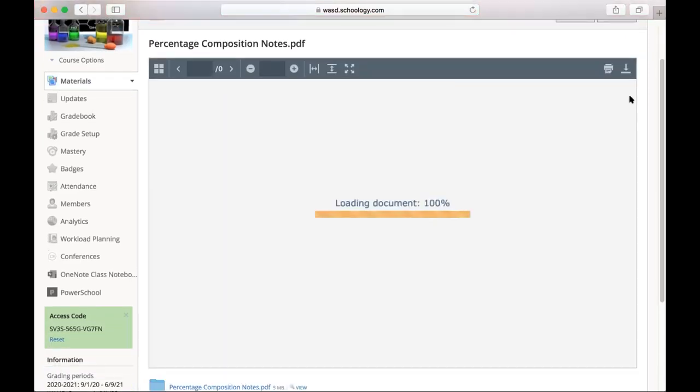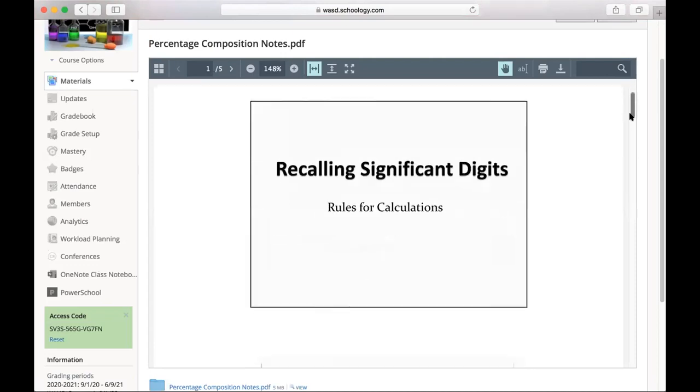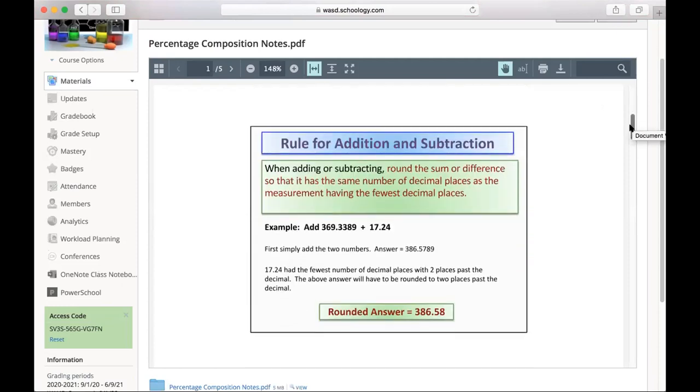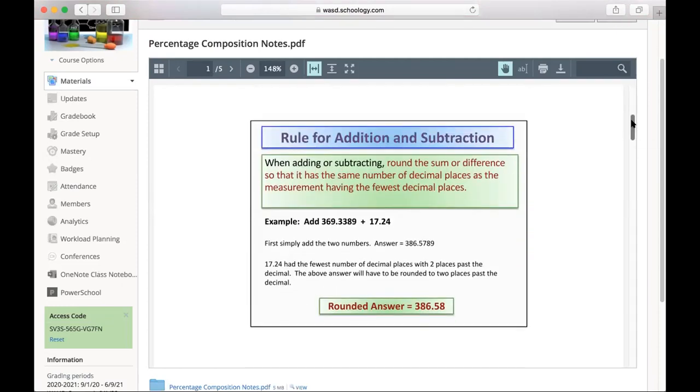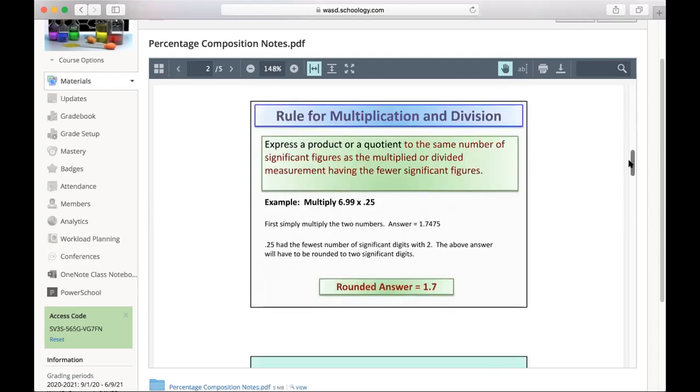The percent composition notes has 2 pages about the rules for significant figures or significant digits. We already talked about significant digits earlier on in the course, but I'm going to show you practically how it applies to percent composition. Basically, when you add or subtract, you round your answer to whichever of the values has the fewest number of decimal places. When you multiply and divide, your answer has as many significant figures as whichever value has the fewest number of significant figures. Like 6.99 has 3 significant figures, and 0.25 has 2 significant figures. So although your answer might have a whole bunch of significant figures, you round the answer to only 2 because the 0.25 only has 2 significant figures.